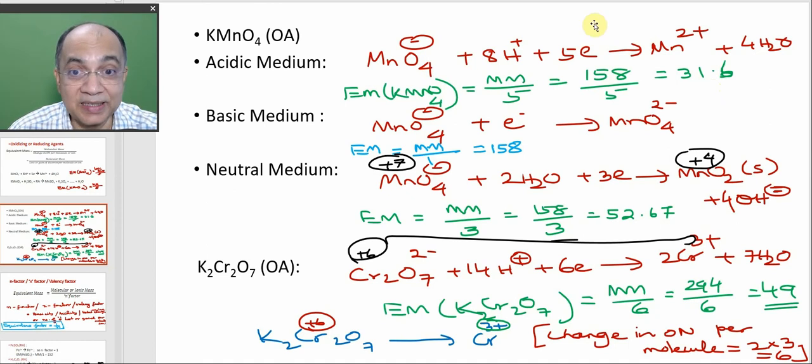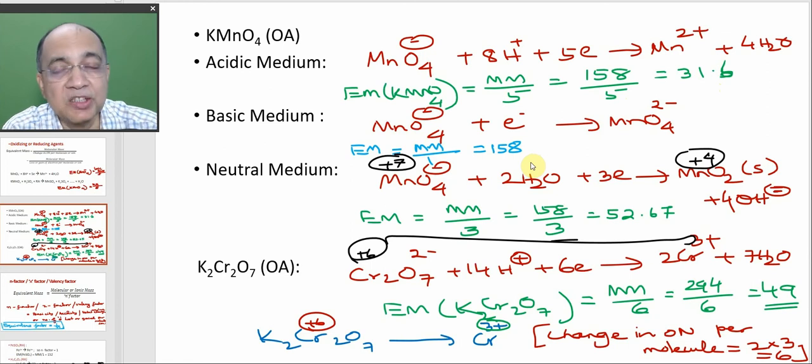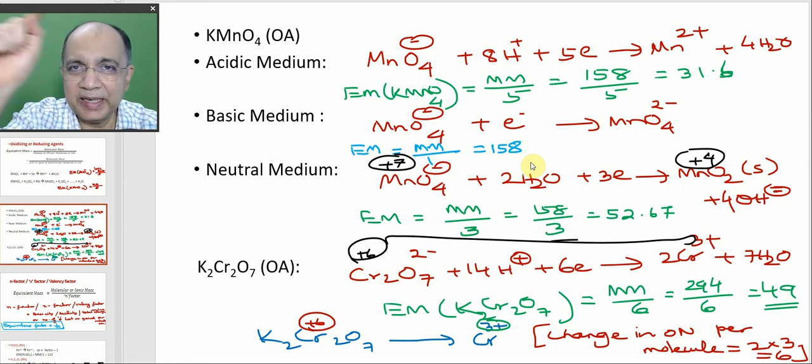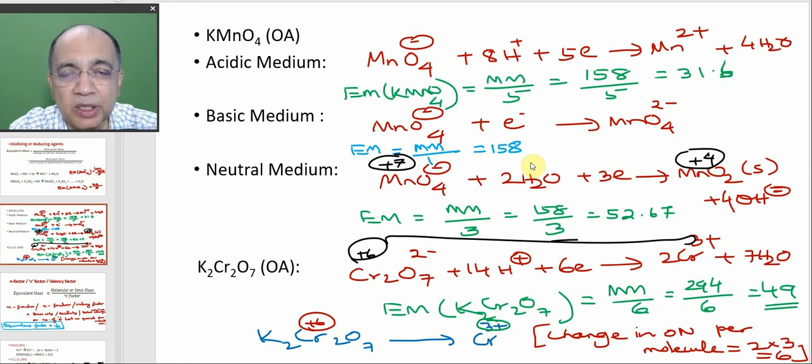But if it acts as an oxidant in basic medium, it changes from permanganate to manganate. So the change in oxidation number is 1. Here is +7, here is +6. The change is 1. So the factor is 1. So it is the same as its molecular mass. So I suggest in examination or when you are solving a problem, you go for finding the change in oxidation number per molecule or per ion, and not spend time in writing the balanced ionic equation by any ion electron method, right?